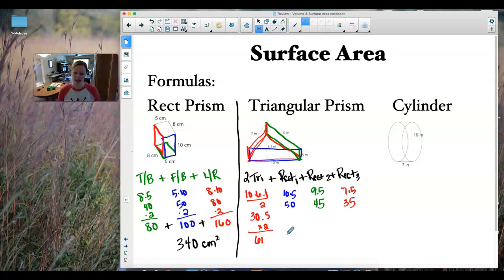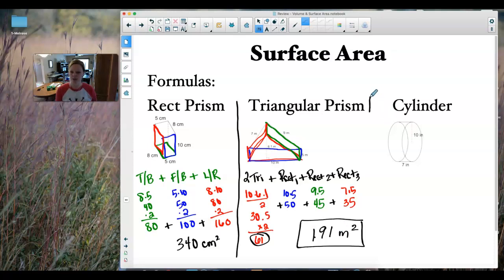We finish by adding all 4 of these numbers together. 61 plus 50 plus 45 plus 35. So that ends up being 191 meters squared because it's area. Okay, so that's triangular prisms. Remember, we have 2 triangles and the 3 rectangles.